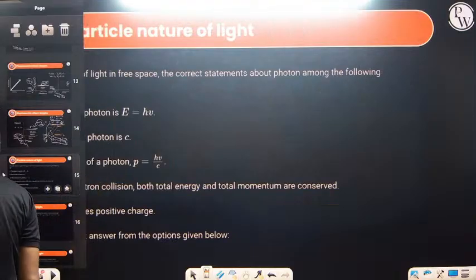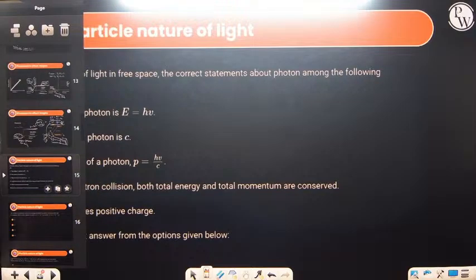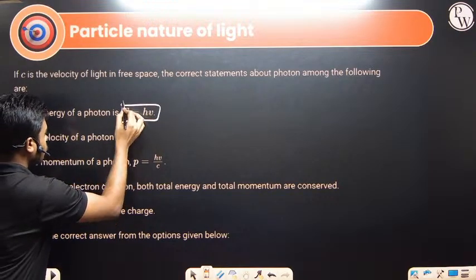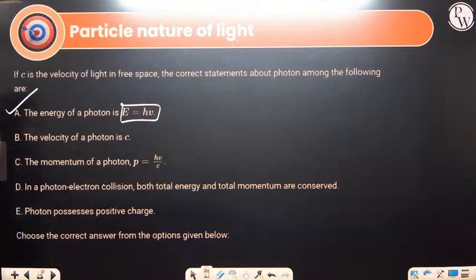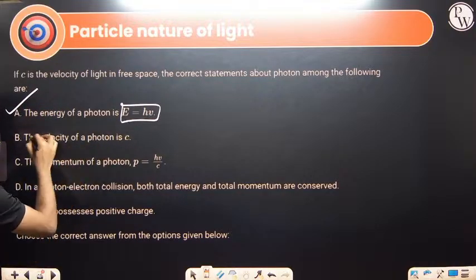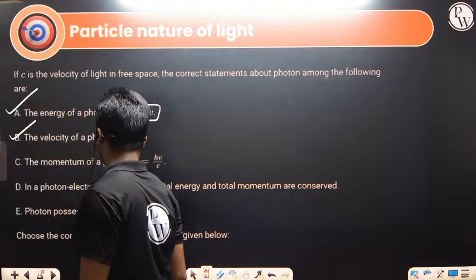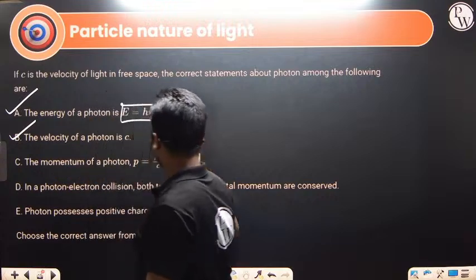So let's solve some of the questions that we have. First, if c is the velocity of light in free space, which is the correct statement about the photon among the following? Energy of the photon is h mu. This statement is correct. The velocity of the photon is c. This statement is also correct. The momentum of the photon is h mu by c. This statement is also correct.